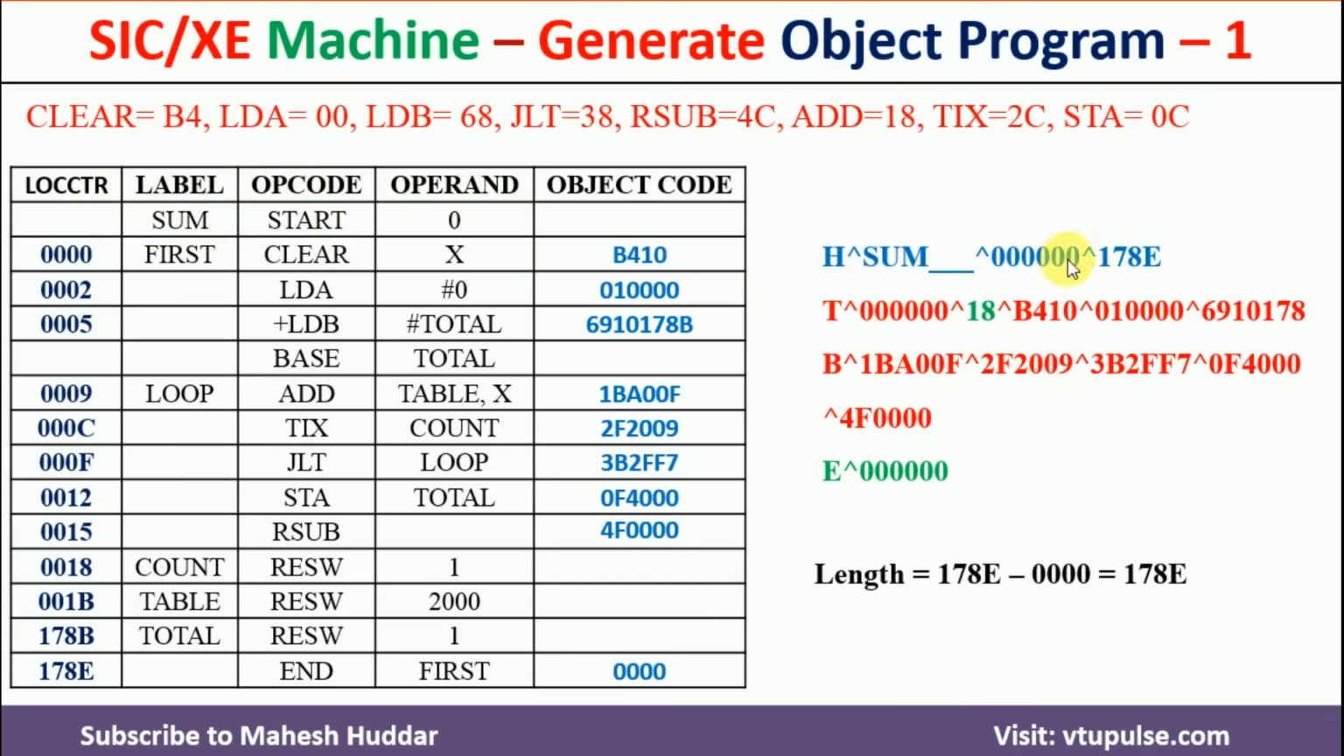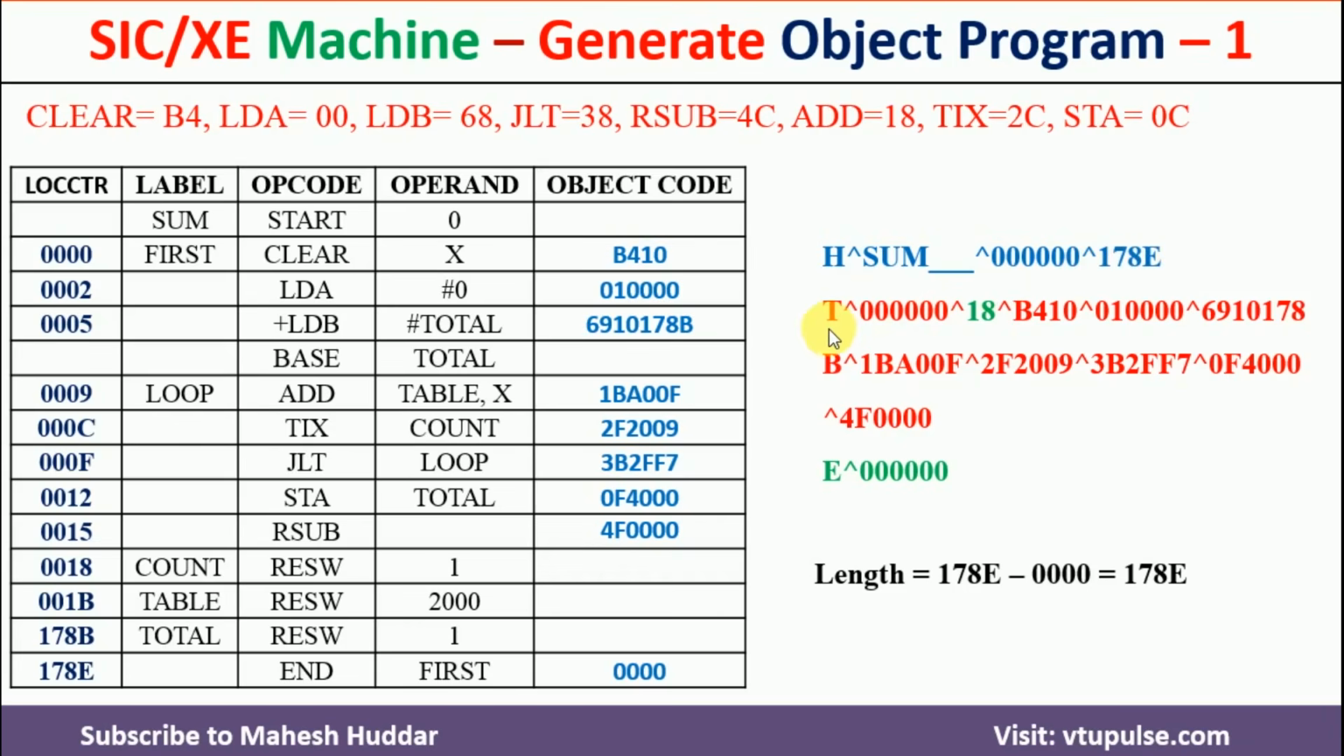After that, we have to write the starting address of this particular program in 6 columns. So that is 0000 we have written, but we have 6 columns, so we will add 00 to this. The next 4 columns will represent the length of this program. The length is the starting address of the last instruction minus this one. That is 178E minus 0000, which is equivalent to 178E. That is what I have written here.